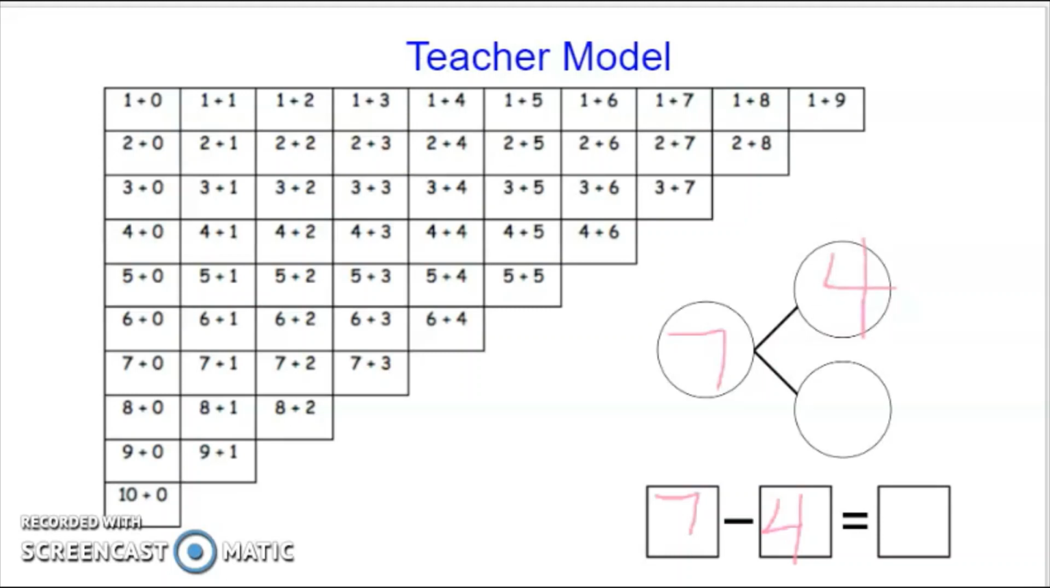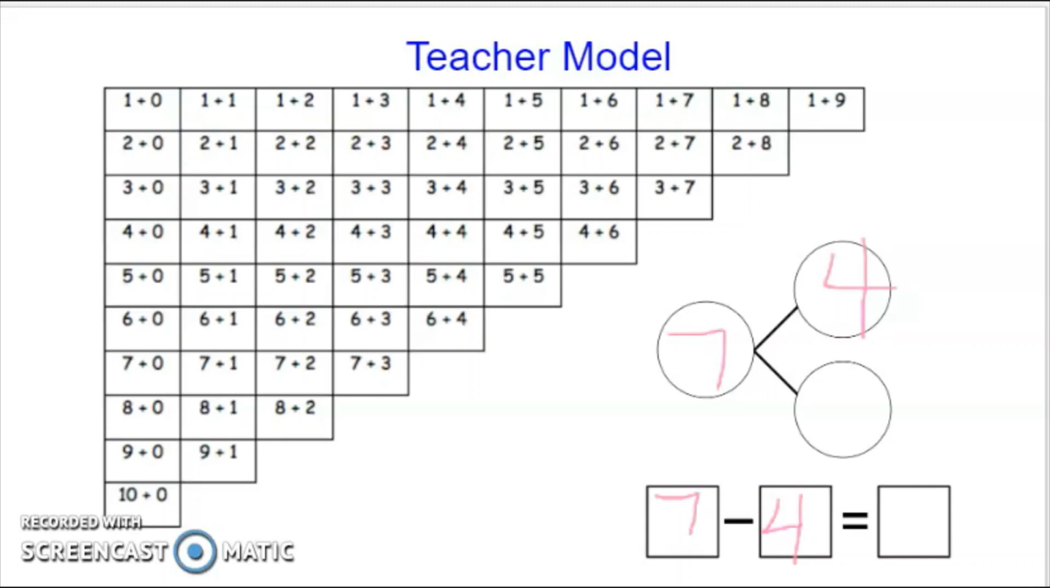Before you solve, I want you to think about which of the addition problems on our chart has a part that is 4. Go ahead and pause, take a look at the screen, and discuss with a family member. Which of the addition problems on our chart has a part that is 4?